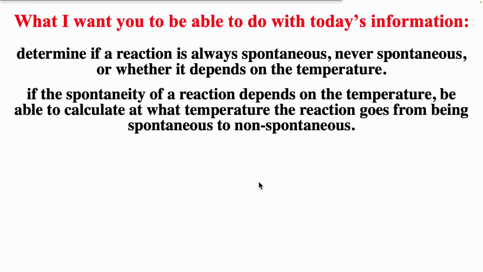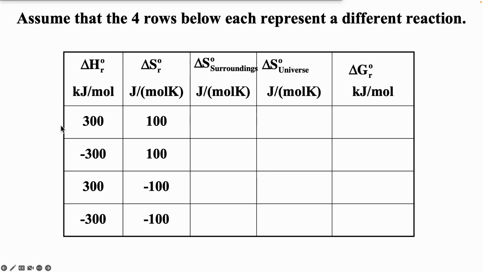After watching this video, you should be able to determine if a reaction is always spontaneous, never spontaneous, or whether or not the spontaneity depends on temperature. And if the spontaneity depends on temperature, you should be able to calculate at what temperature the reaction goes from being spontaneous to non-spontaneous. And so this graph will assume that it represents 4 different reactions.